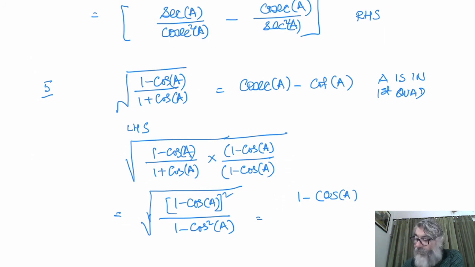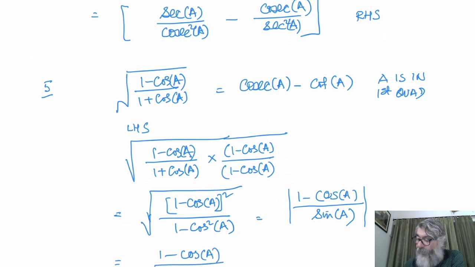And 1 minus cos square A is sin square A. It will become sin A. Because they are in the first quadrant, they are going to come positive. Suppose I put a modulus, I can even put modulus, there is no problem, and later on I'll remove it. 1 minus cos A upon sin A, because they are going to be positive. Now I can break them as 1 upon sin A minus cos A upon sin A, because our answer is cosec A minus cot A.